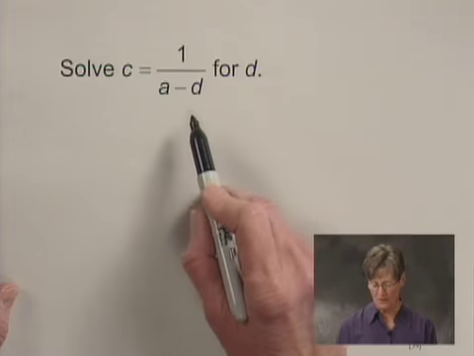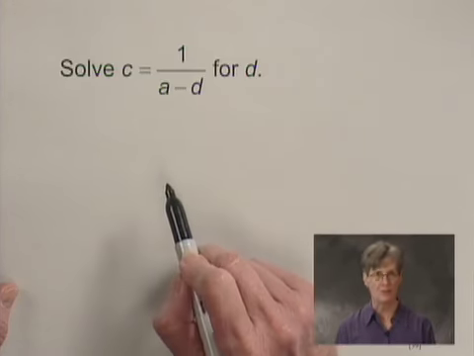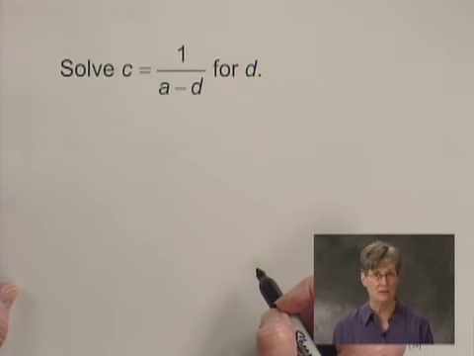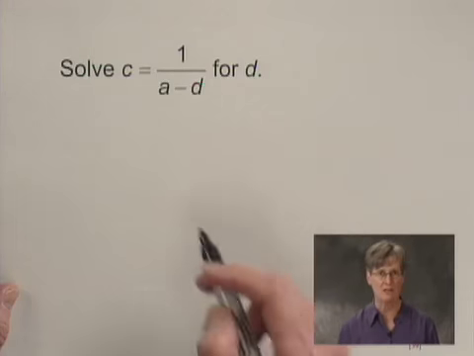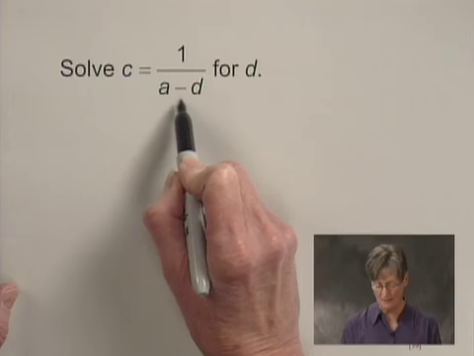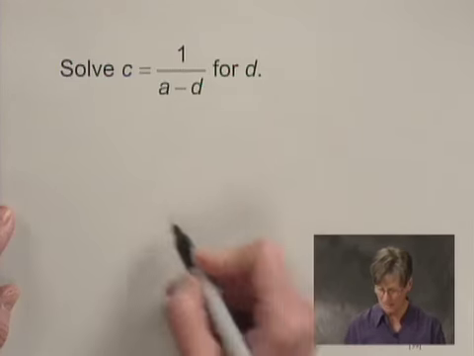So the first thing that we want to do, we have a fraction on the right-hand side, and it involves the variable that we're solving for. So let's begin by clearing the fraction. We'll multiply both sides of the equation by something so that we don't have a fraction on the right-hand side anymore. And what we'll multiply by is the denominator of that fraction, A minus D.